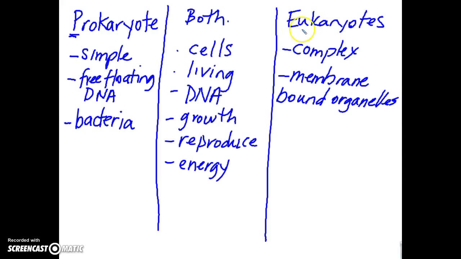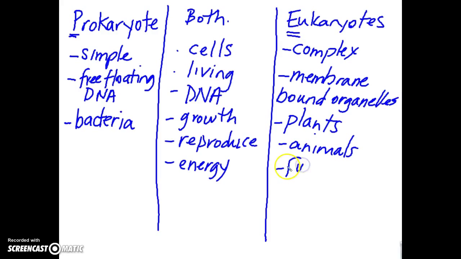Now, eukaryotes, here's how I remember this. Eukaryotes is everything else, which are plants, plant cells, animal cells or animals, and fungi. Okay, so those are the eukaryotes because they're very complex organisms.